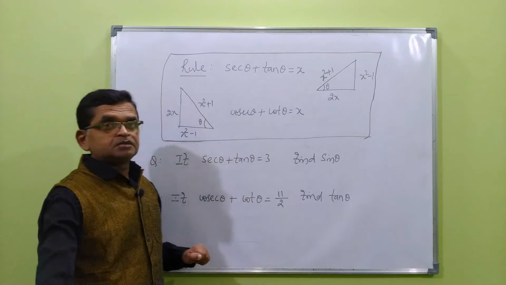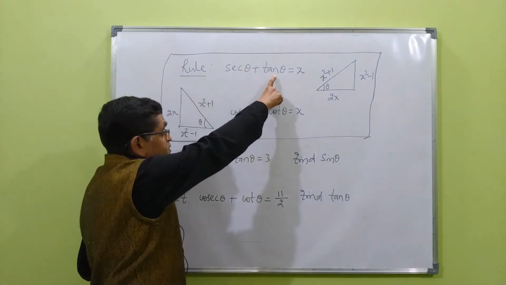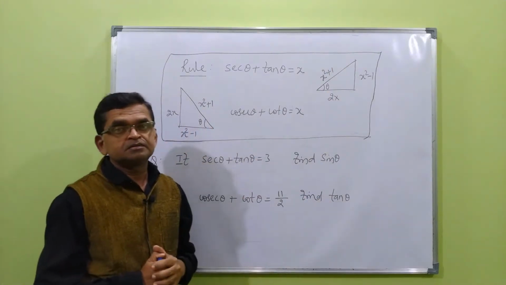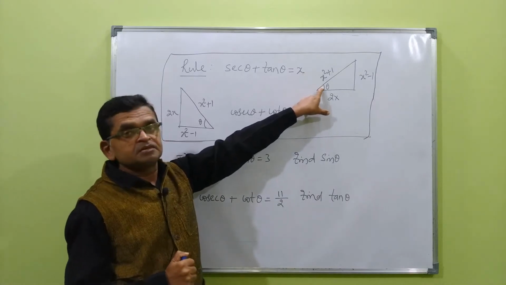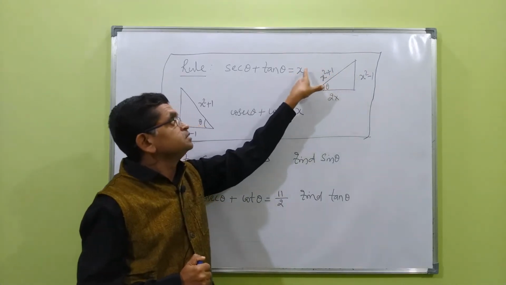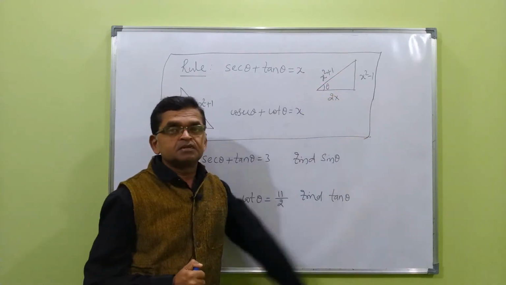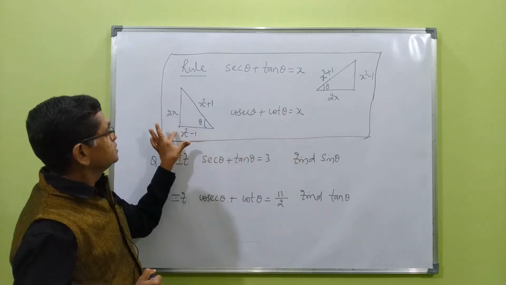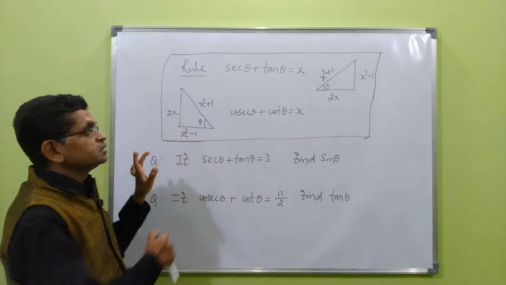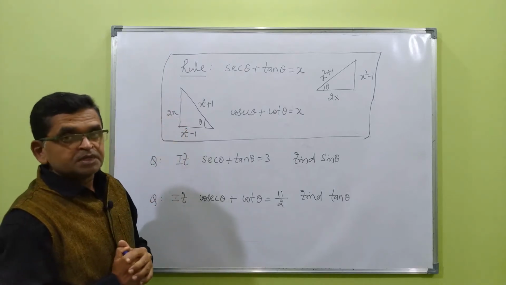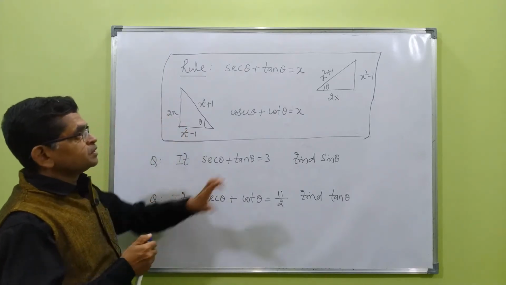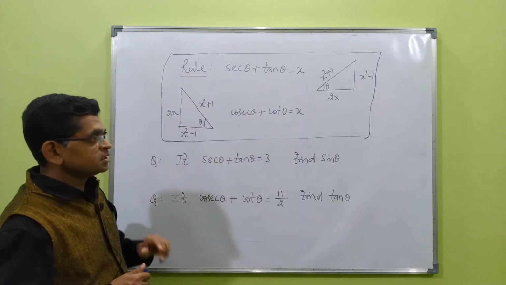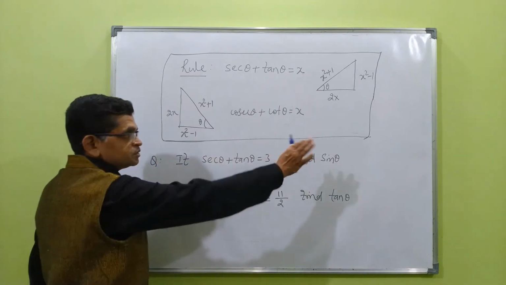This is another rule. If secant θ plus tan θ is equal to x, then the sides of the right angle triangle will be that. Suppose this is the θ, then the relation between this value and sides are that. And suppose cosecant θ plus cot θ is equal to x, then this is the relation. Okay, this will be reversed. If you are familiar with this relation, then you can easily solve this kind of examples. I did not write the options.